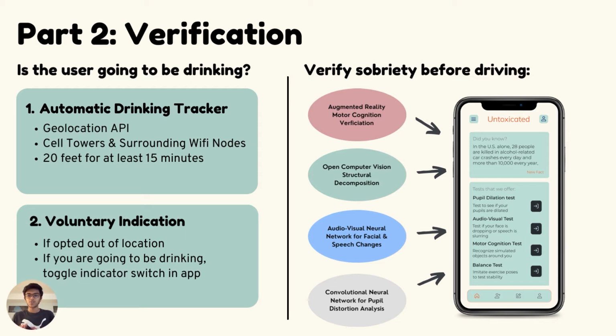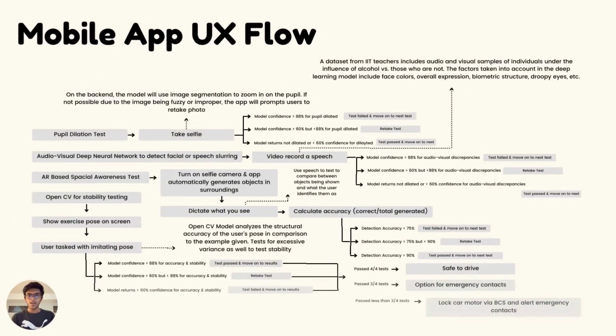Third is testing for facial drooping or speech slurring through an audio-visual neural network by users simply recording a speech. And finally is a convolutional neural network to test pupil distortion since individuals who are drunk have dilated pupils. Users take a selfie and we use image segmentation to zoom in on the pupil. Our app is built off of the following user experience flow. We've already accumulated the datasets needed for our machine learning models, implemented the augmented reality technology, and have done extensive research on the efficacy of every aspect of our app.